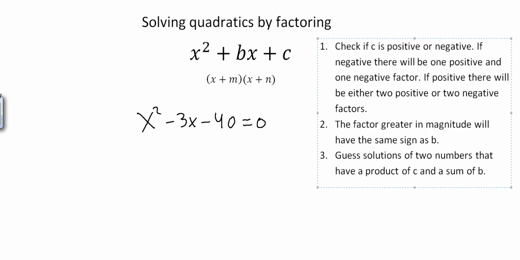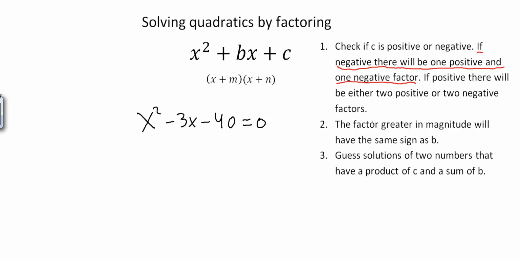Okay, we're going to be looking at this example, x squared minus 3x minus 40. If you want to pause this video now and give this a try, you can. Okay, let's check if c is positive or negative from step 1. c is negative, so if negative, there will be one positive and one negative factor.